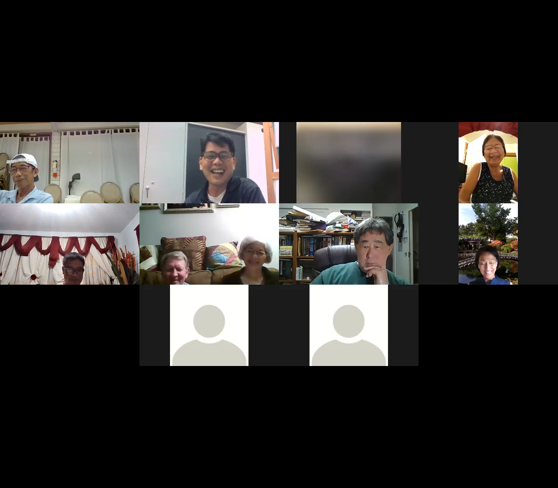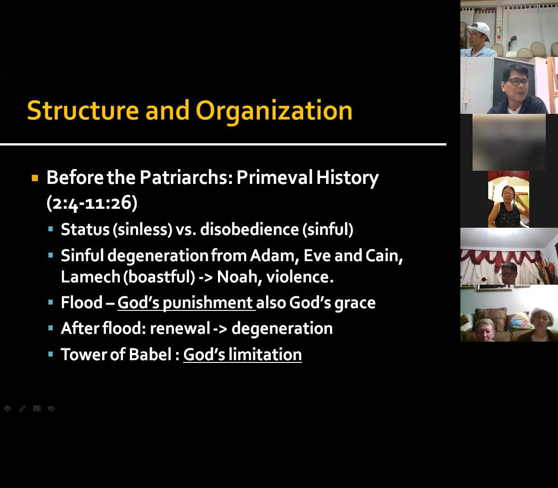The idea that Adam and Eve's sin multiplied in Cain's life is telling. Then you've got what else here? You've got Lamech, who was boastful, Noah was violent. All of these are being portrayed by the writer. Okay, the flood. It is God's punishment, but it is also called God's grace because there were 7 lives that were saved there. After the flood, there was renewal. We see the climax, and then we see the degeneration immediately happening.